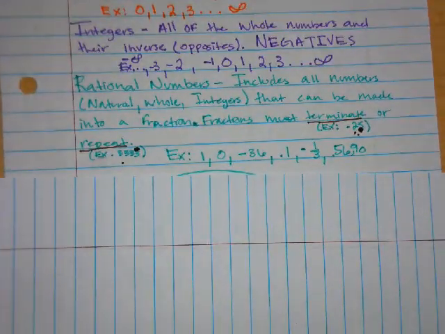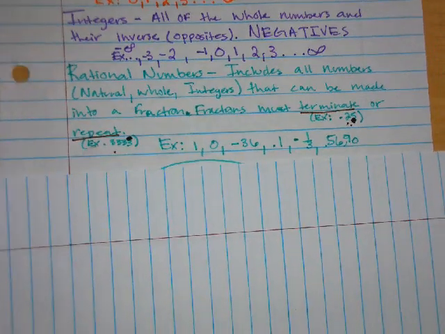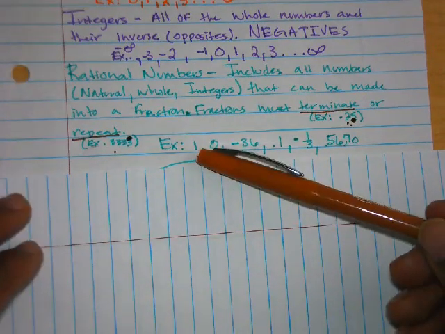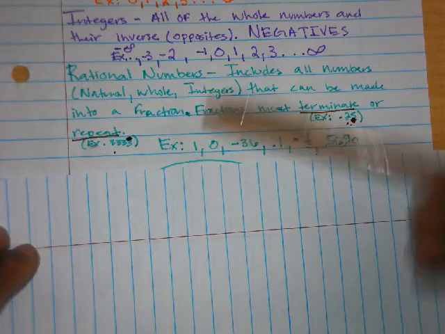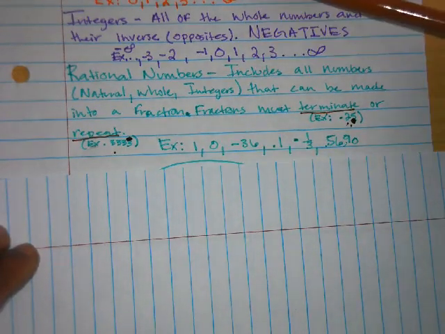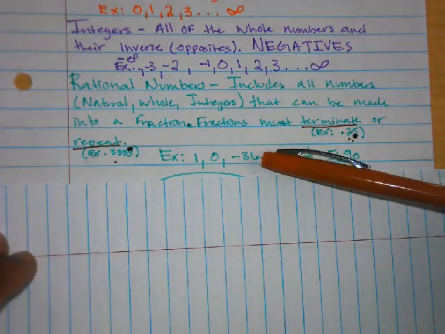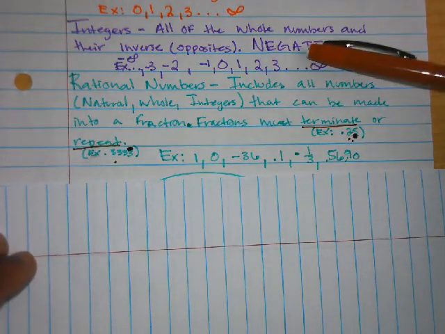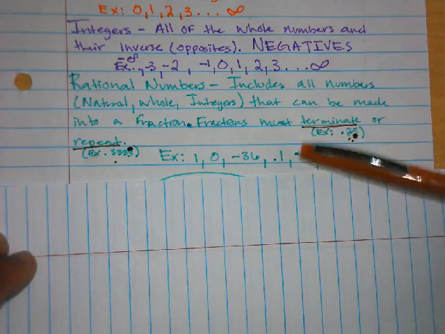That fraction must repeat or it must terminate. It has to be one of those things. Either it repeats or it terminates. That has to happen. So some examples, like I said, here we have the number 1. That's a rational number because it's a natural number. We have 0. That's a rational number because it's a whole number. We have negative 36. Well, that's a rational number because it's an integer. It's a negative.